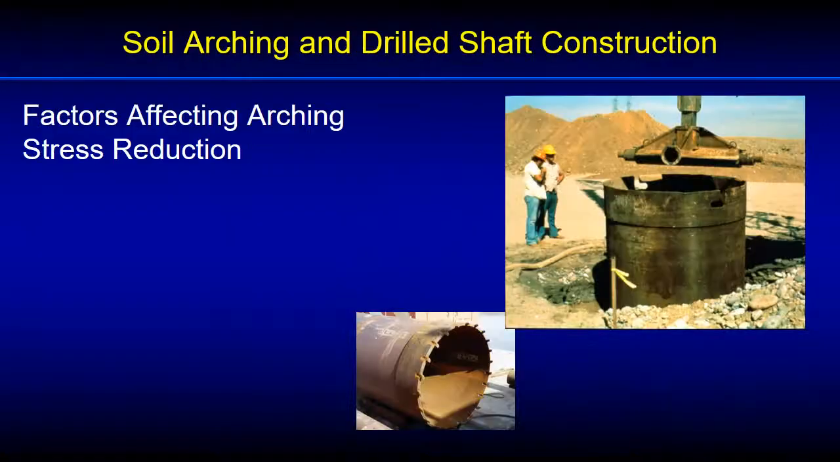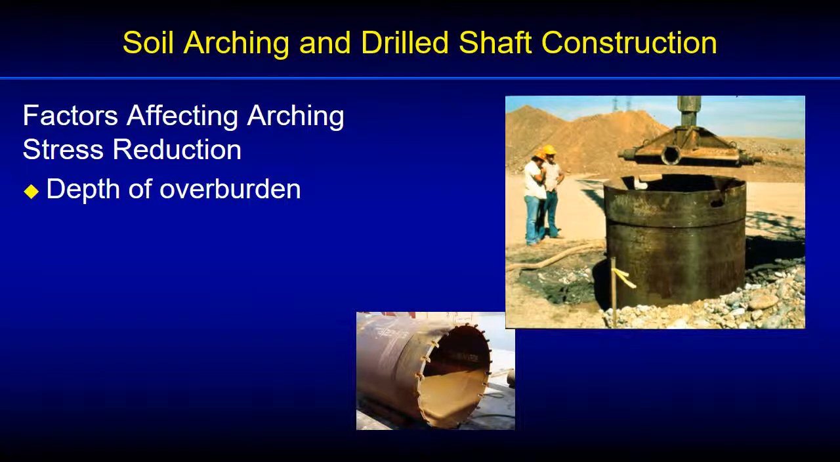When we use a construction technique such as casing to provide temporary support for a drilled shaft excavation, we rely on arching to keep the stresses on the casing low enough so that the casing can be installed and extracted with the drilling equipment. Some factors that are known to affect the magnitude of the soil pressures beneath the soil arch include the depth of the overburden soil, which really relates to the magnitude of the earth pressures before arching occurs. The size of the opening.